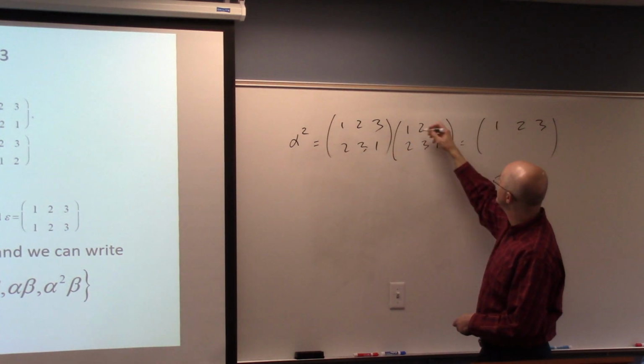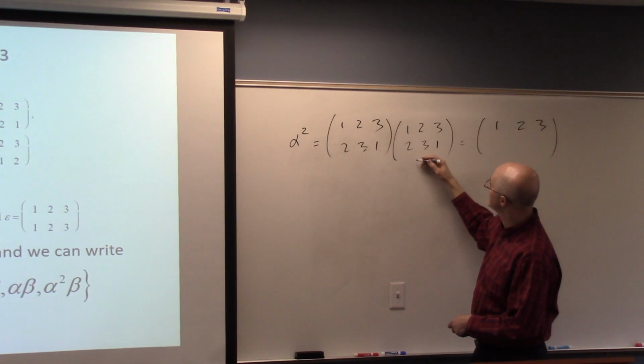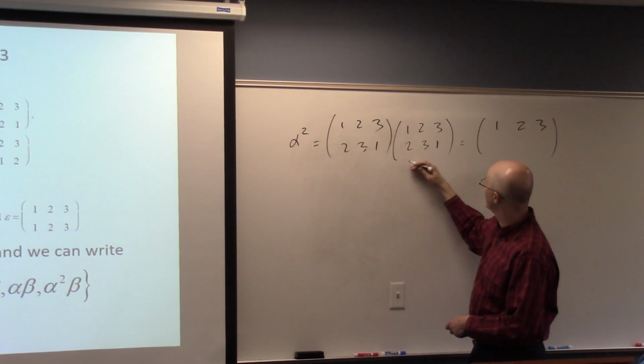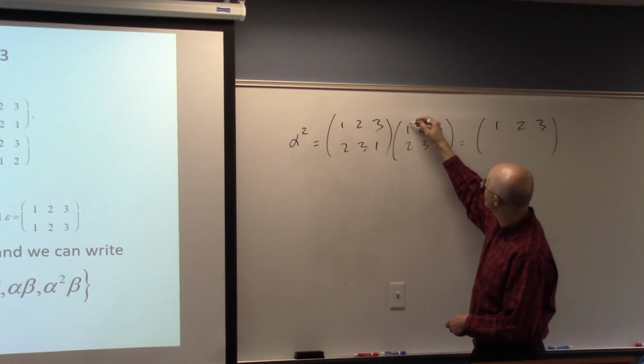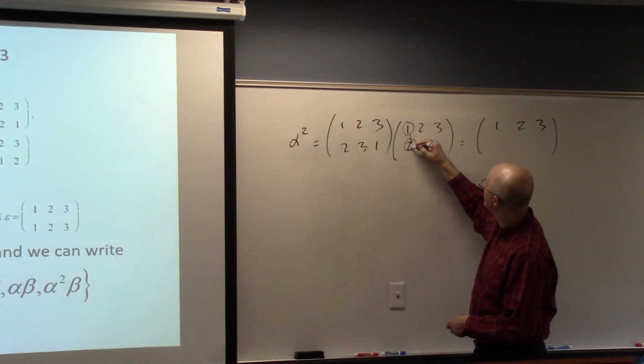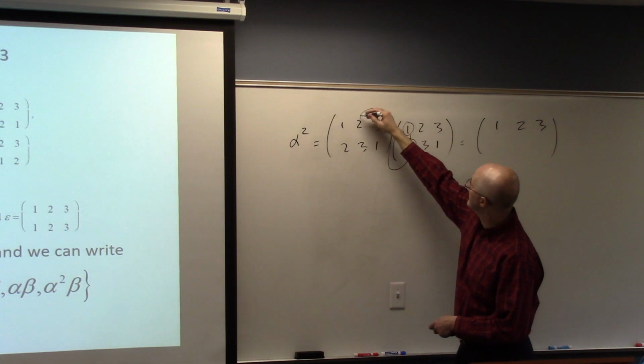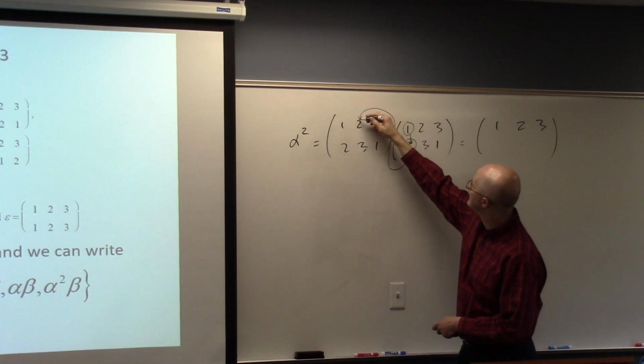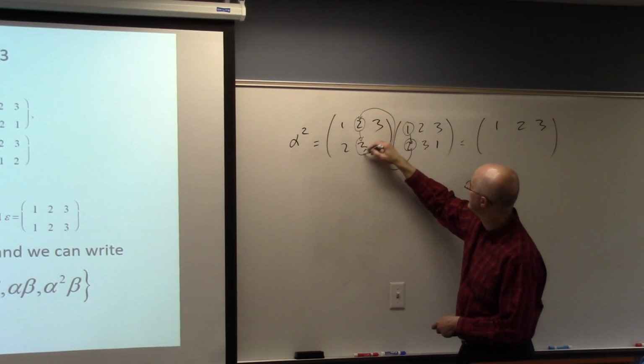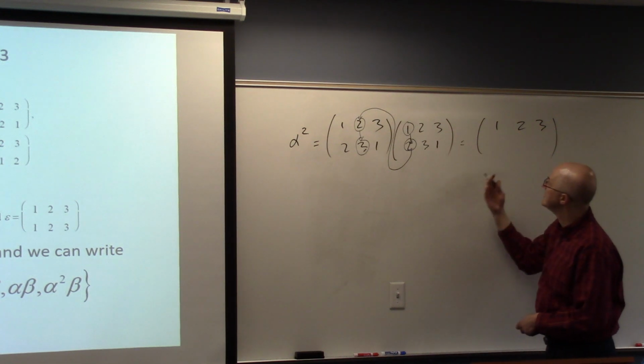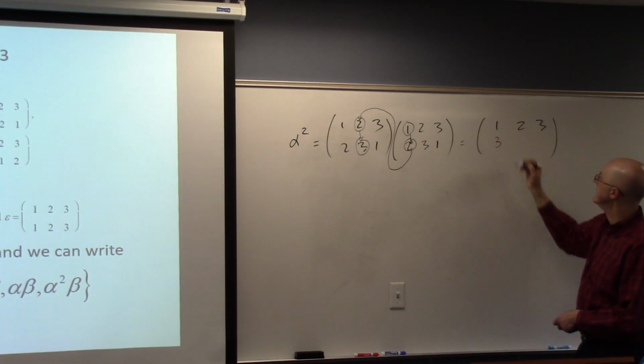What does it map 1 to? Start with this permutation, which is both alpha. Start in the rightmost one. Start at the 1. It goes down to 2. But then what does 2 get mapped to in the other one? So you curve over up here. 2 in this one gets mapped down to 3. Therefore, when you compose them, 1 is going to get mapped to 3.